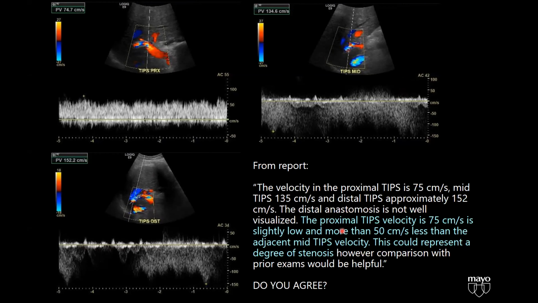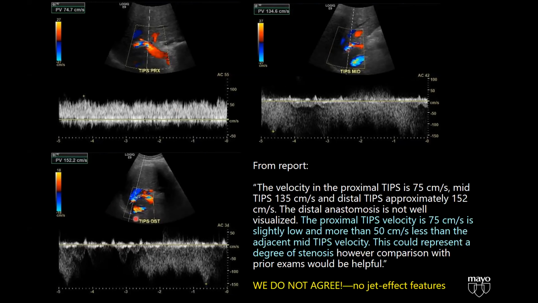But the person who read this out said, hey, I'm a little worried because the TIPS goes from 75 to 140. And I know from hemodynamic principles that if there's a doubling of the velocity, that sometimes corresponds to a 50% reduction in the lumen. And so they talked about a stenosis. But you can't use that in the TIPS where you see that the velocity just gets progressively higher towards the end.